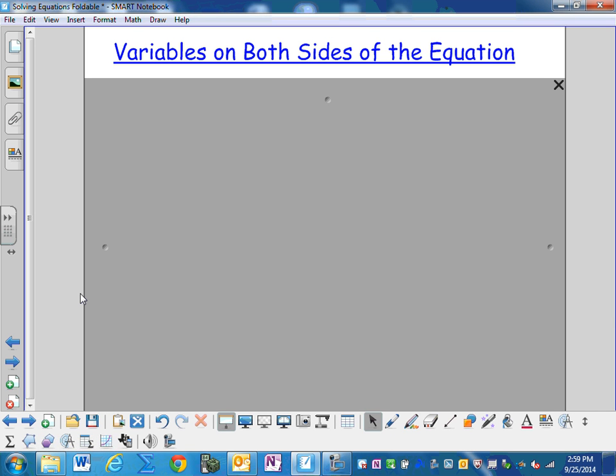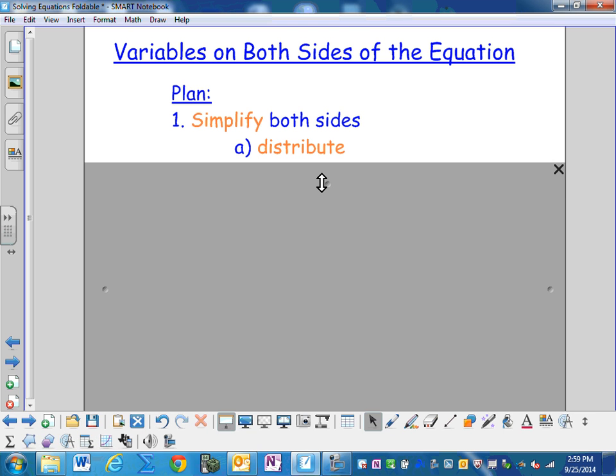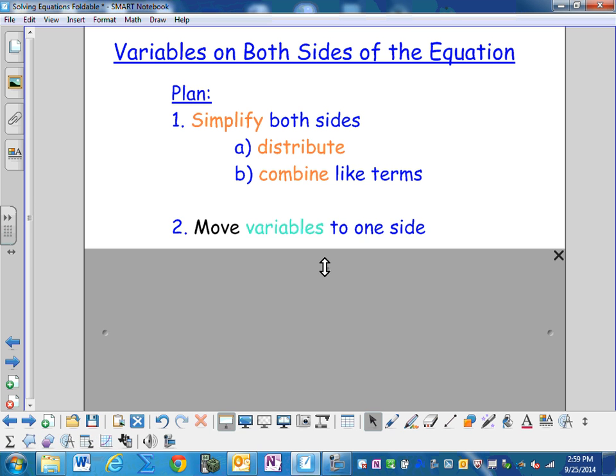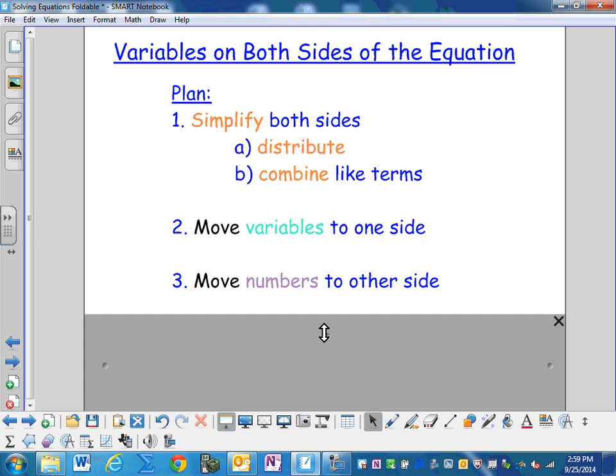Today we'll be solving equations with variables on both sides. So in order to accomplish this, we need a plan. First thing we're going to do is simplify both sides of the equation. We're going to apply the distributive property if necessary, and we're going to combine like terms. Once each side of the equation is simplified, we're going to move the variables to one side, and then we're going to move all the numbers or constants to the other side.